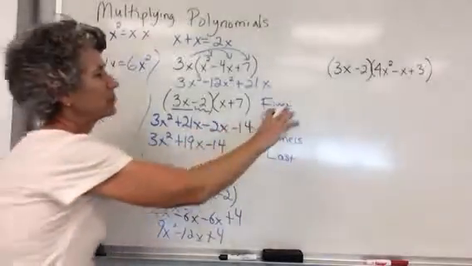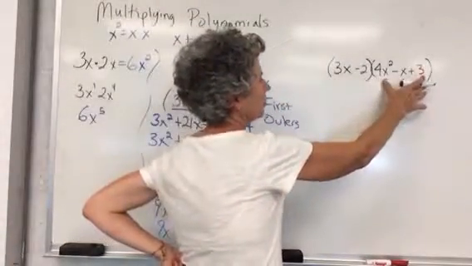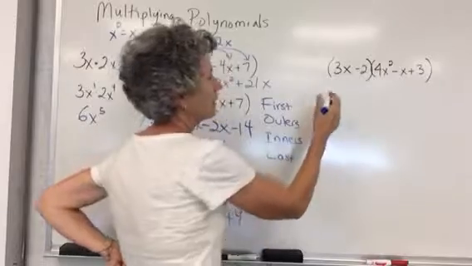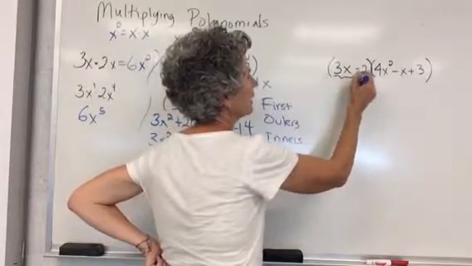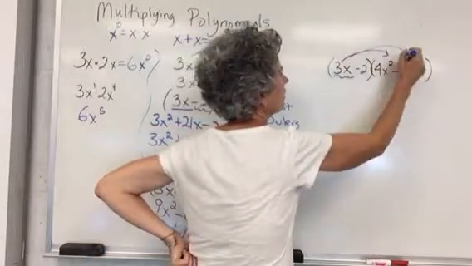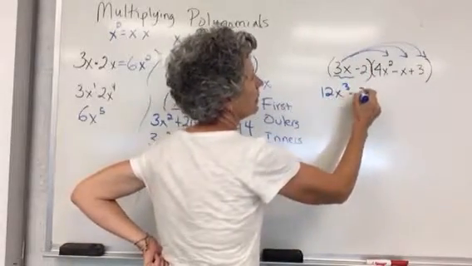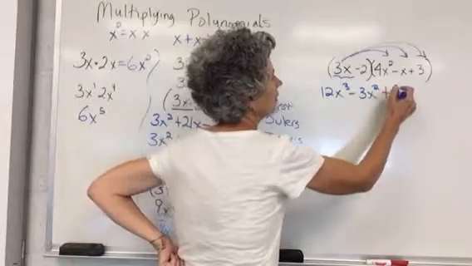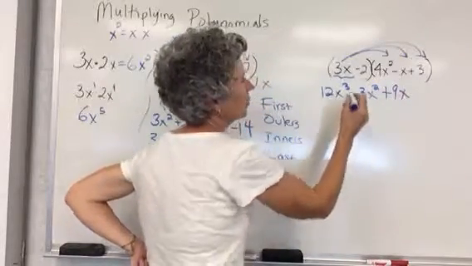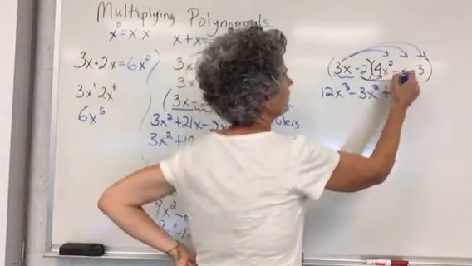Now if you have this one, this would be a binomial times a trinomial. And this is where you want to think about that distributing again. So we're going to multiply 3x times each one of these. So we get 12x to the third minus 3x to the second plus 9x. Then you're going to multiply negative 2 times each of them.